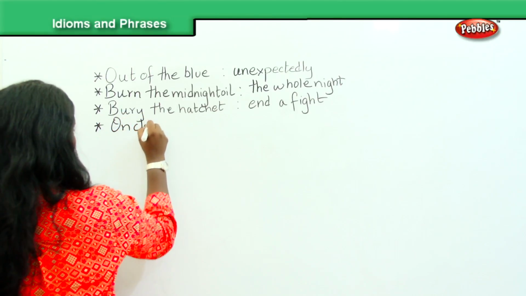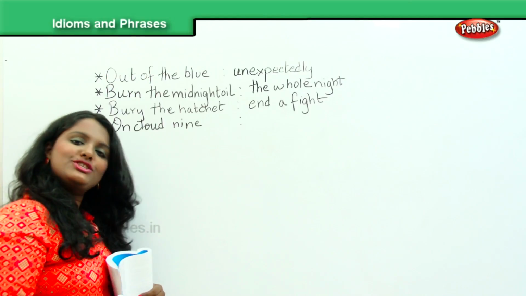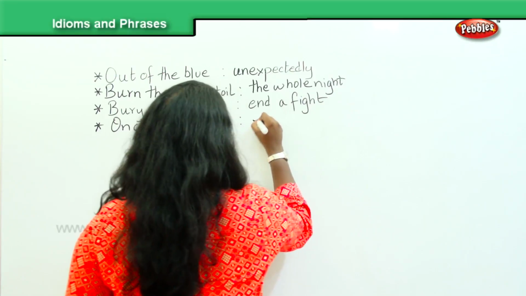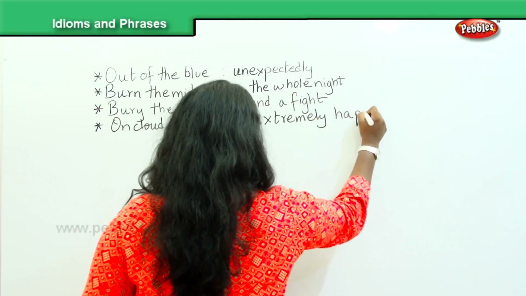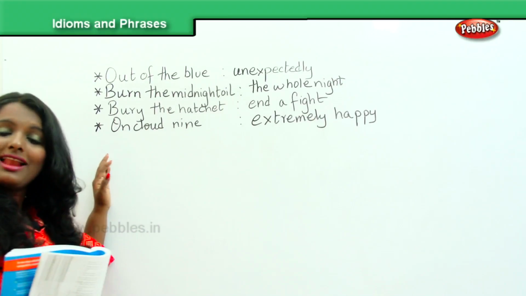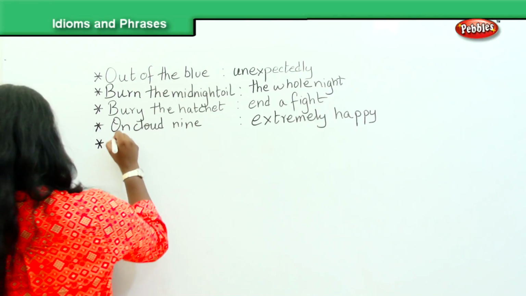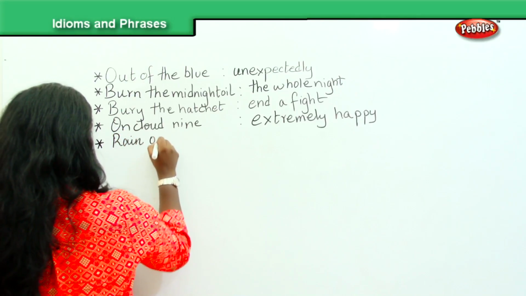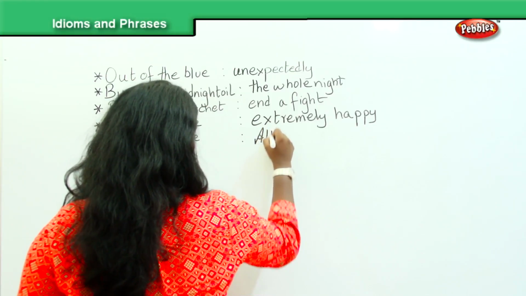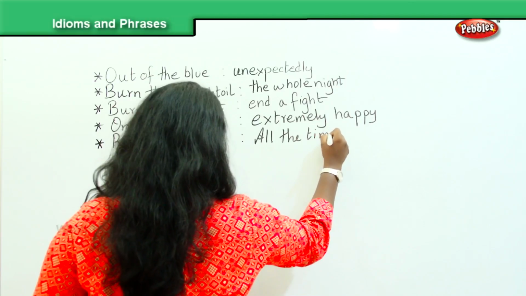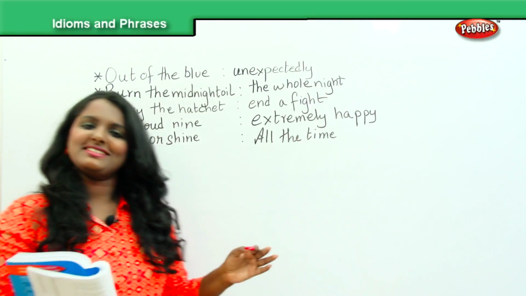On cloud 9. I'm sure you all know the meaning for this idiom because this is one of the most commonly used idioms in the English language. On cloud 9 means not just happy, it means extremely happy. He was on cloud 9 when he got his results. Rain or shine, which means all the time. That shop is open in rain or shine, which means it is open always, all the time.